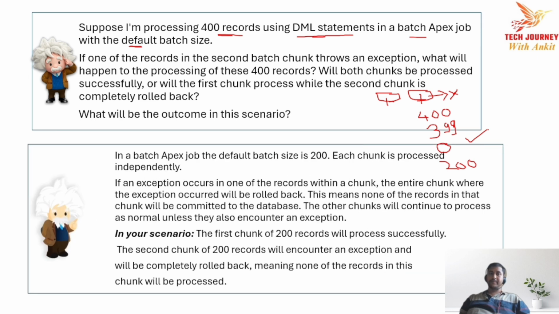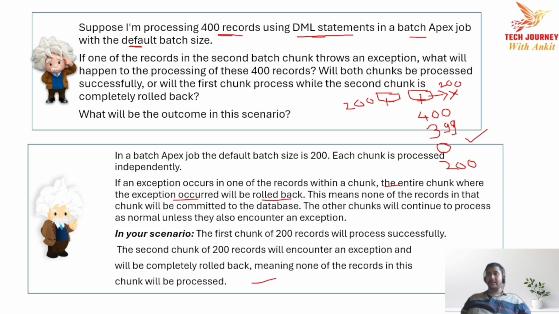Let's go and check this out. In Batch Apex, as I said, the default batch size is 200. So two chunks are submitted with a size of 200: this one is 200 and this one is also 200, because in total we have 400 records. Each chunk is processed independently. If an exception occurs in one of the records within a chunk, the entire chunk where the exception occurred is rolled back.